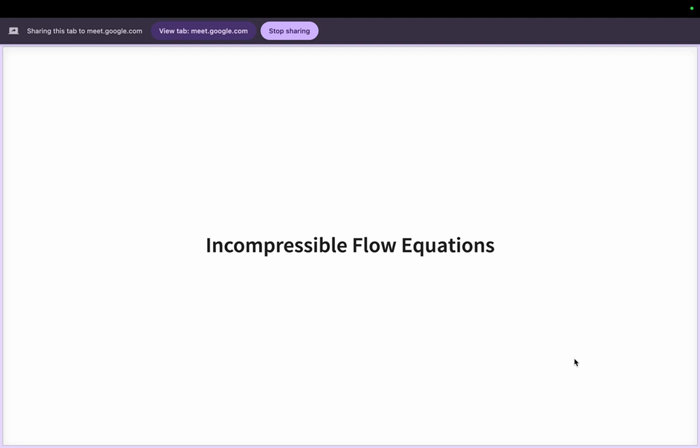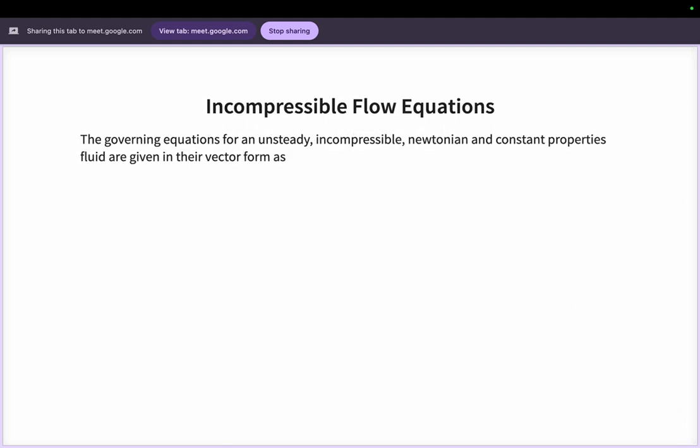And incompressible flow equations, I do not want to go into the derivations. I hope you are already familiar with them. I just present the equations here. So again, for an unsteady, incompressible, Newtonian and constant property fluid, we have the continuity equation in the vector form as divergence of u equal to 0, and then in the momentum equation you have different terms, which I hope you're already familiar with. So we have an unsteady term, and I call this the advection term.